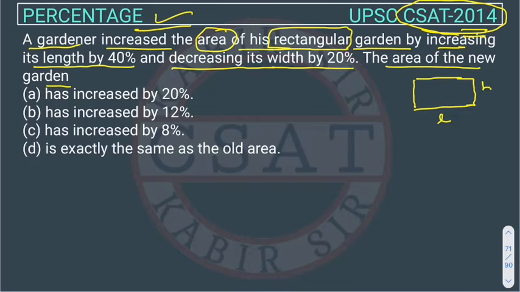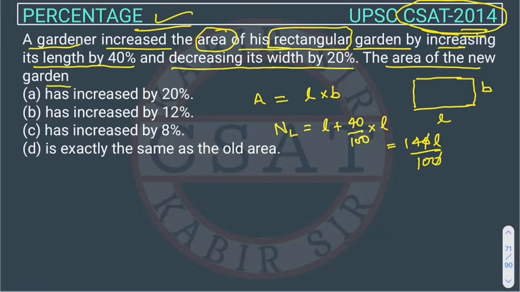Suppose length is L and breadth is B. So what is the area? We know that the area of a garden will be L into B. Now what the gardener did, he increased its length by 40%. So the new length will be L plus 40% of L. So this will come out 140L upon 100. This 0 will cut this 0. This is 7 by 5, 7 by 5 L.